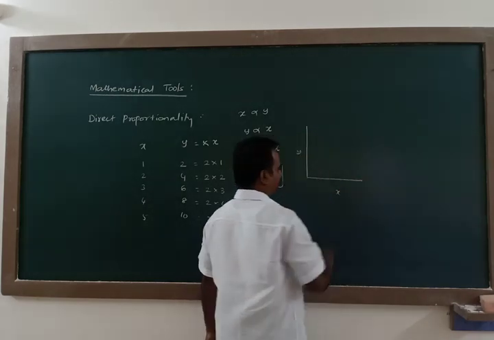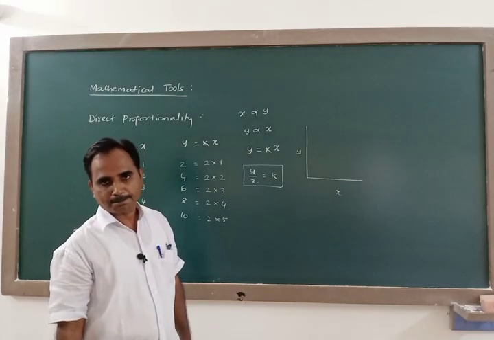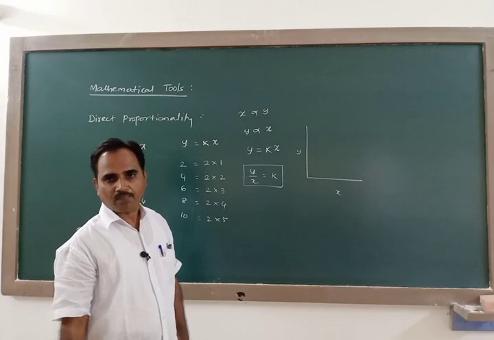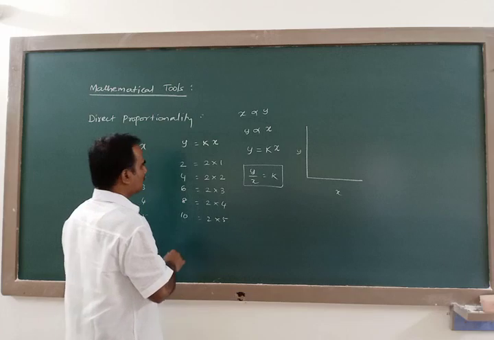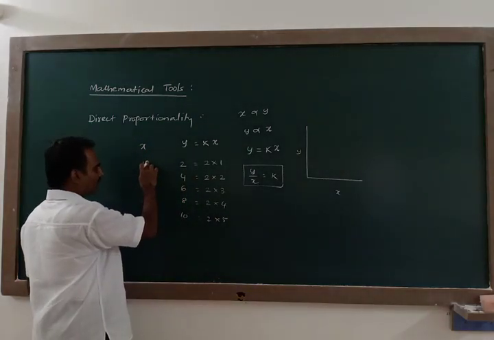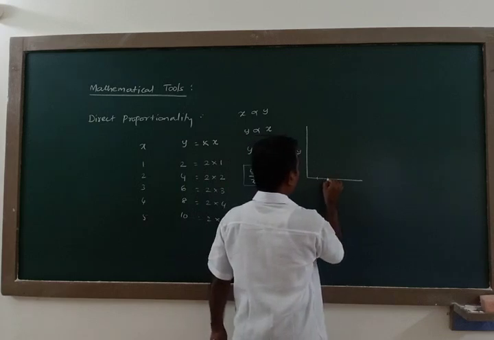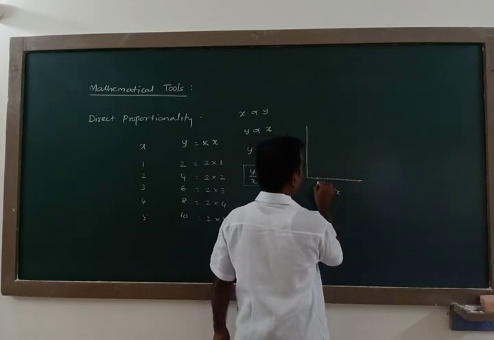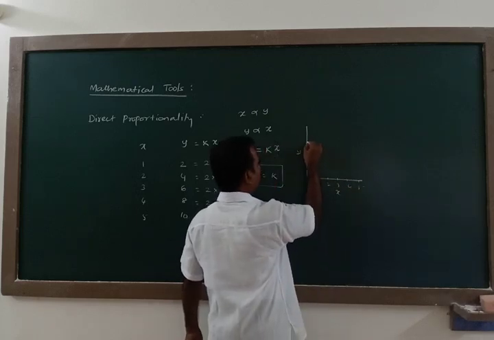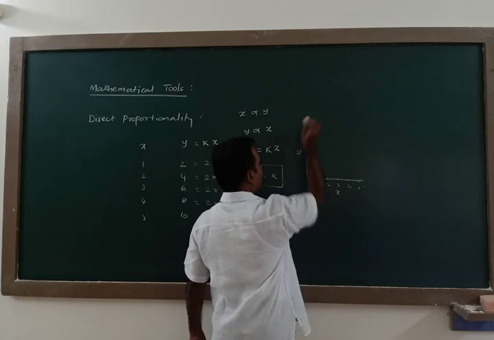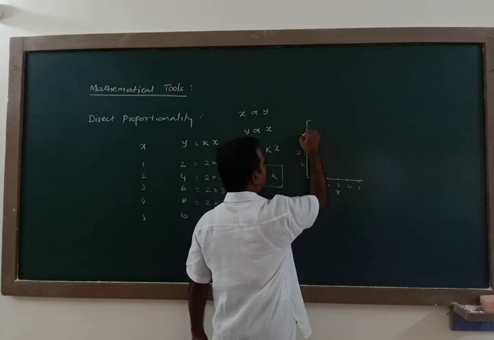y versus x, what type of graph would you expect? Obviously, it must be a straight line. See, in this case, suppose these are the values of x and y. If I plot a graph, x is 1, 2, 3, 4, 5. So 1, 2, 3, 4, 5, 6, 7, 8, 9, say 10. So 2, this is 4, this is 6, this is 8, 10.